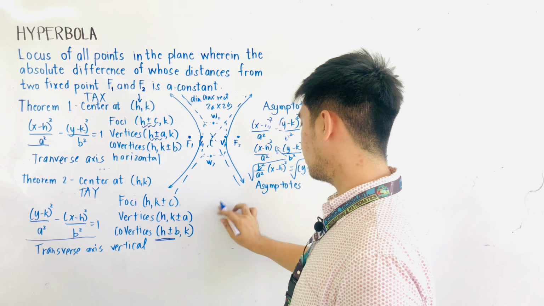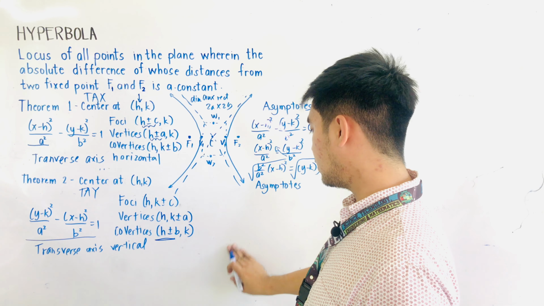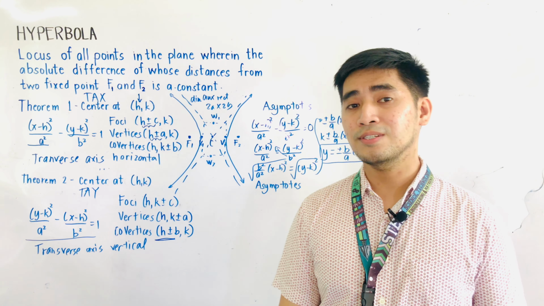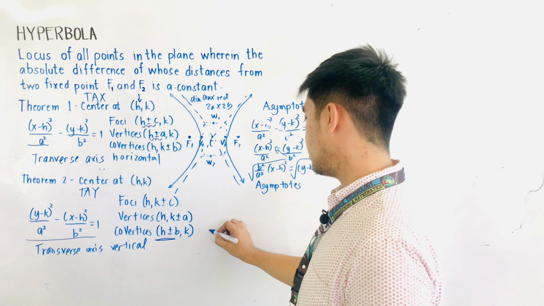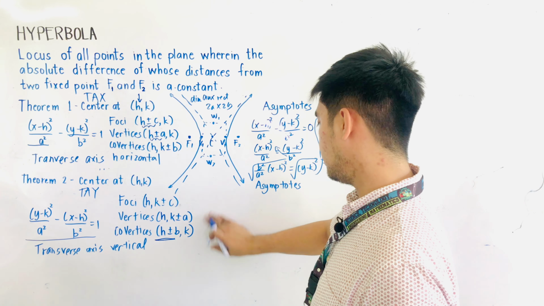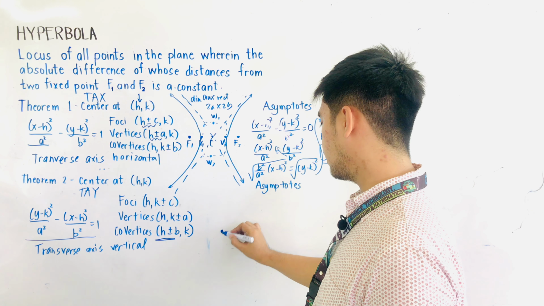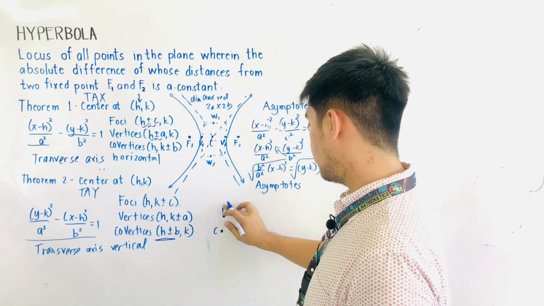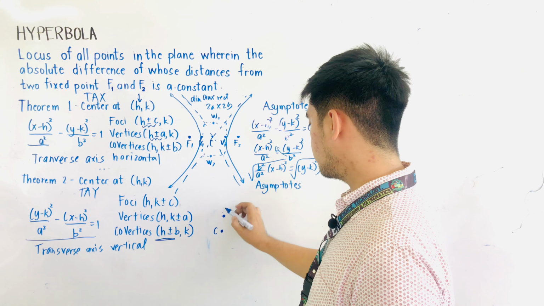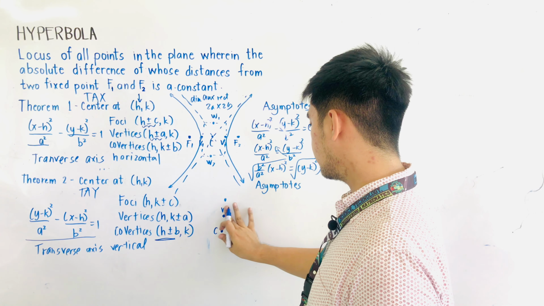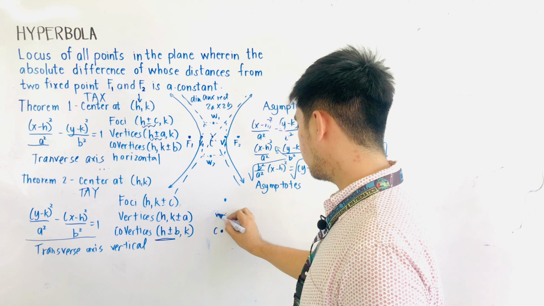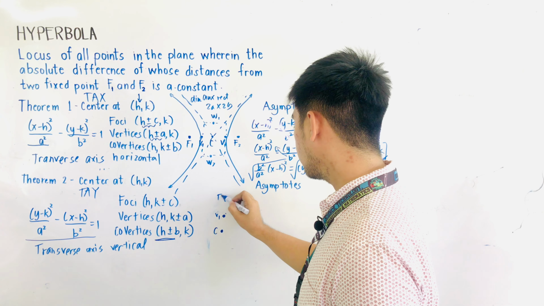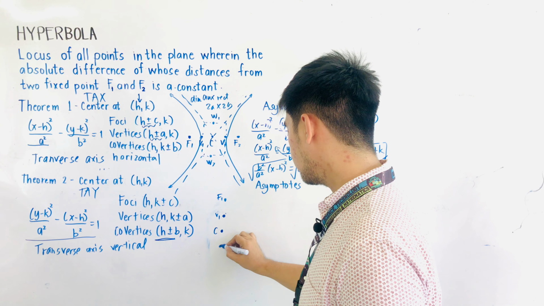So let us now try to graph. Since this is transverse axis vertical, we could locate that the vertices and the foci are located on the y-axis. So this is the center. Okay? So assume that this is the center. This would be V1. This is F1. This is V2.